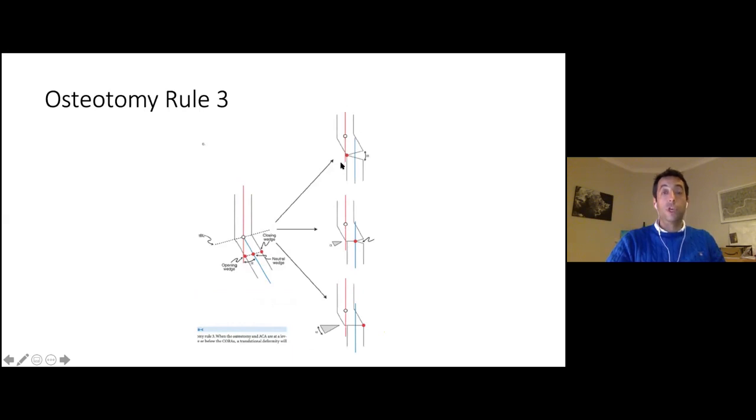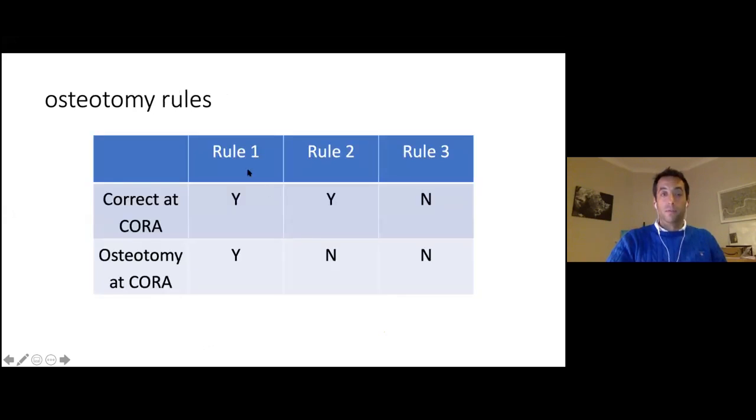This is usually unintentional. This is usually not desirable. There are very few occasions where you can use this as a clever way of treating 2 deformities in one bone. Don't worry about that for now. All you need to know is this. Rule 1, you correct at the CORA, you divide the bone at the CORA. Rule 2, you correct at the CORA, you divide the bone away from the CORA. And rule 3, you don't involve the CORA in either of your choices.